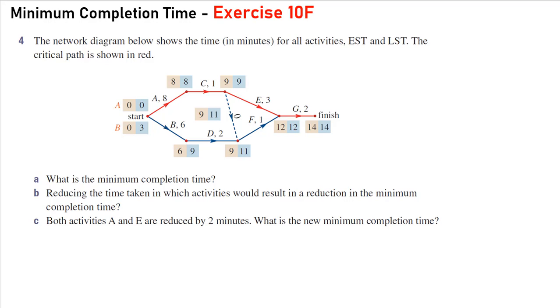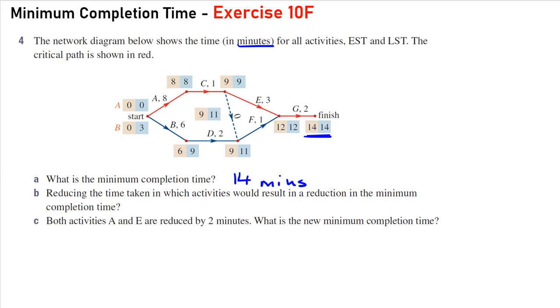Question 4. The network diagram below shows the time in minutes for all activities, the EST and the LST. The critical path is shown in red. So again, we can see activities A, C, E and G are along the critical path. And if we look at the finish time here, it's going to be 14 minutes to complete this project. Part A, what is the minimum completion time? Well, it's going to be 14 minutes.